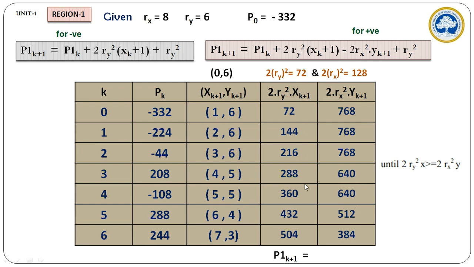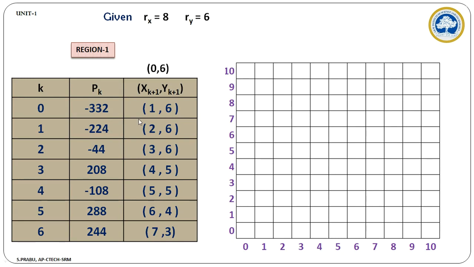So for all these calculations, this term always lesser than this term. But in this stage, this term can be greater than this term. That is, we satisfy this condition. So we stop the calculation for region 1. I illustrate the calculated values and try to draw the region 1 calculated pixels.